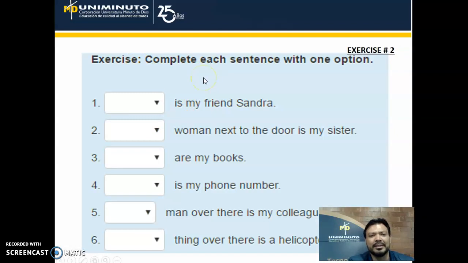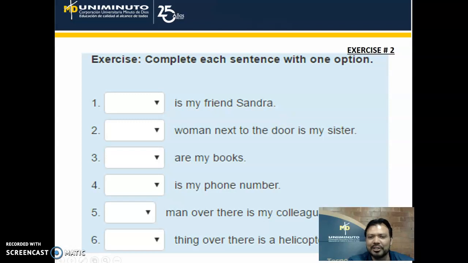This is something that we work during the platform in the English number 1. Is my friend Sandra. Woman next to the door is my sister. Are my books. Is my phone number. Man over there is my college Frederick. Thing over there is a helicopter. Come on, you can use this, that, these, or those. Come on, you can do it.